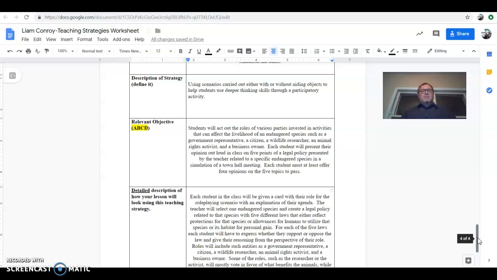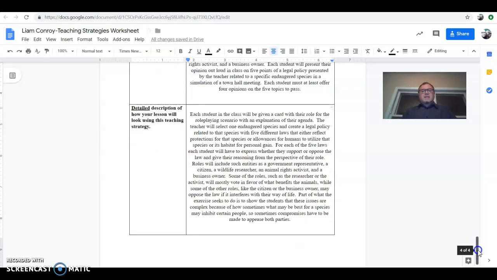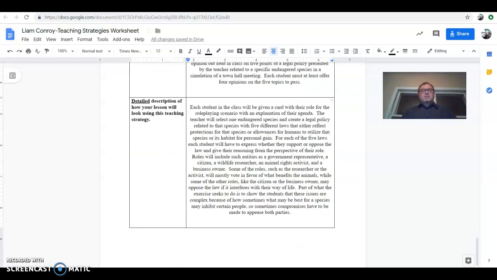Which can be difficult if it comes into conflict with a student's own personal viewpoints, but the idea is for them to understand that these are very human issues and that it's very difficult to get people to agree on one point. So again, it helps give a multifaceted approach to these types of issues.